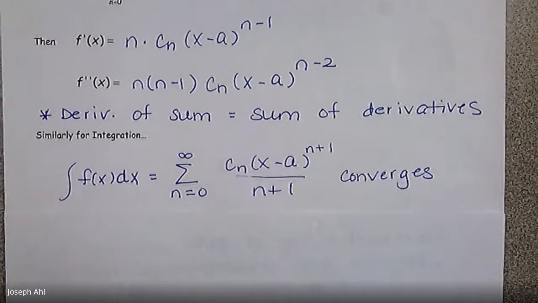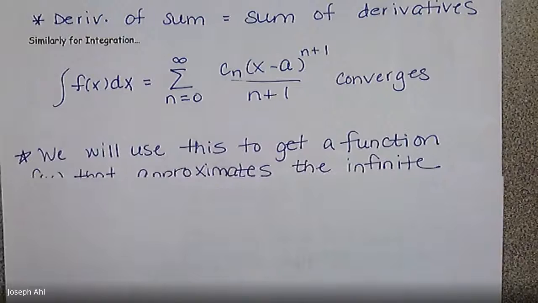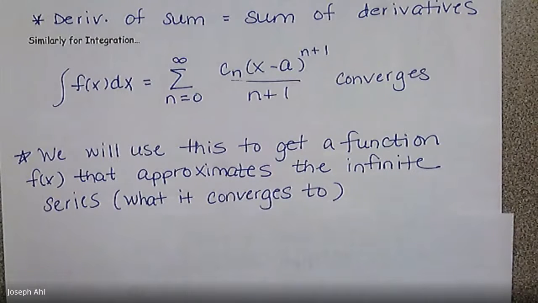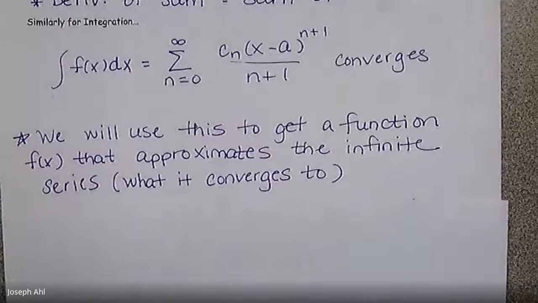So what are we going to be really building towards today? I've already described it a little bit. Today, what we're going to see is we're going to use this to get a function f of x that approximates the infinite series, which is what it would converge to. Okay, so we're going to take the terms within the infinite series, find a derivative, see how that can help us get some information about the function f of x.